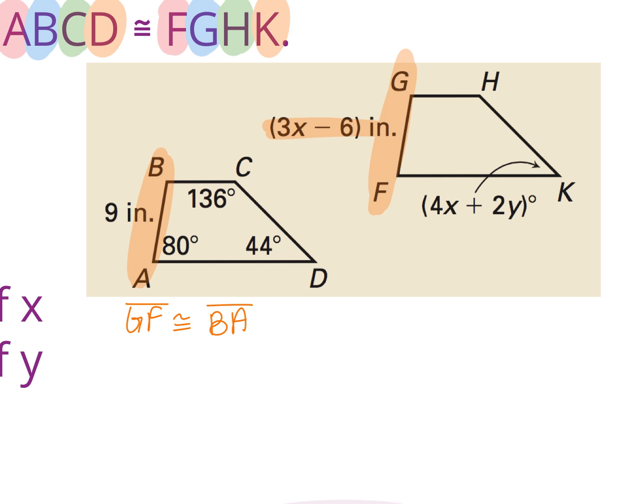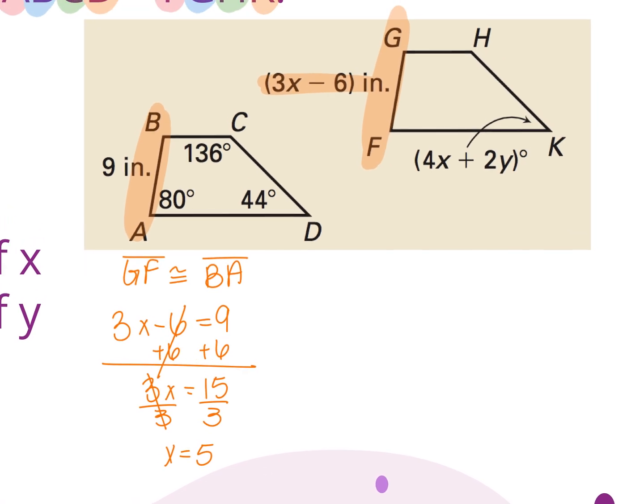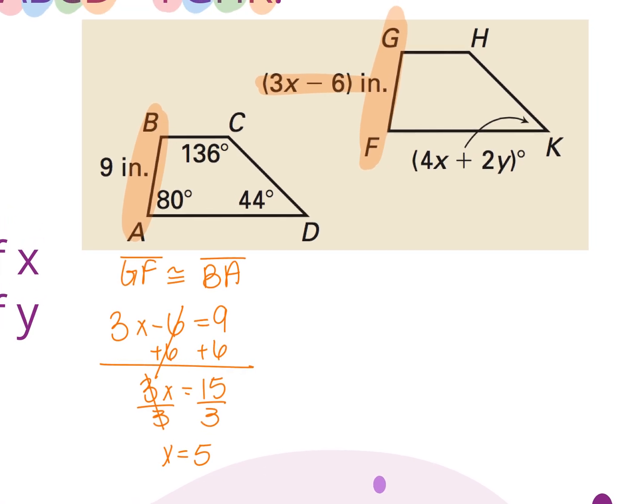3x minus 6 equals 9. Good. So all I'm doing now is solving for X. Add your 6 to both sides. 3x equals 15. Divide both sides by 3, and X is going to equal 5. All right, because I did that, now I can go ahead and solve for Y. Where is Y? What angle or side is my Y?